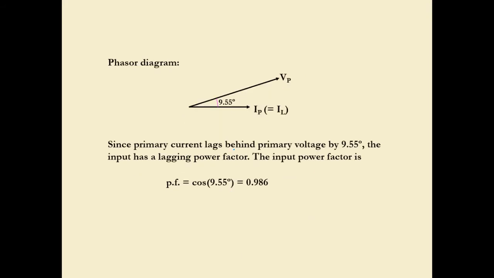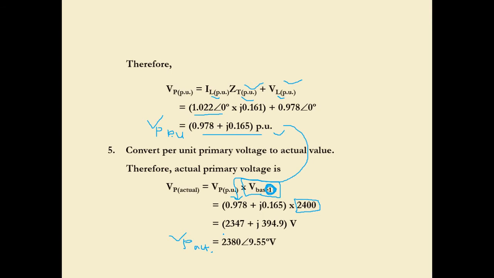So now the phasor diagram. By having this result, the VP out actual, we can easily understand that the phase angle here is actually between I and V. Since the value is positive, when you come to the phasor diagram, it means that V is leading I by 9.55 degrees here.